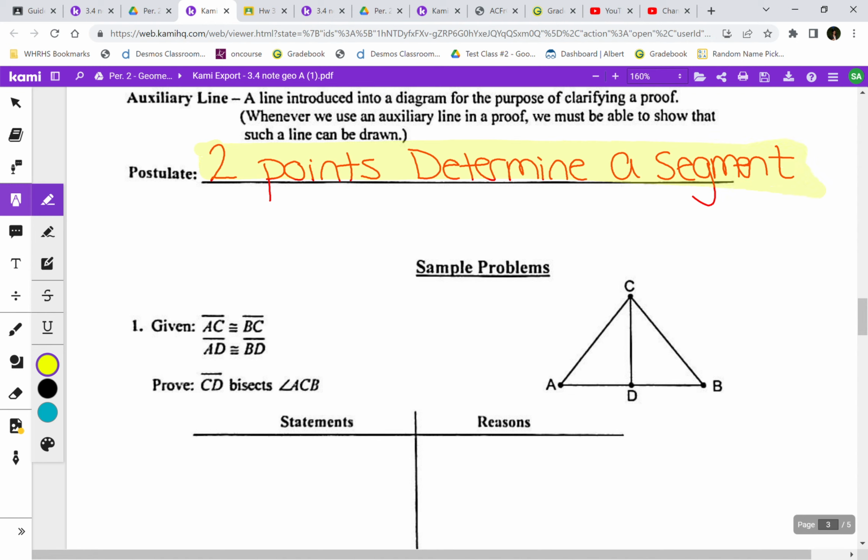What this means is anytime I have 2 points, we can create a segment by drawing a segment connecting those 2 points. That is allowed. That's what it means when it says 2 points determine a segment. That it only takes 2 points to create a segment. It only takes 2 points to create a line. That as long as you have 2 points, you can always create a segment between them.